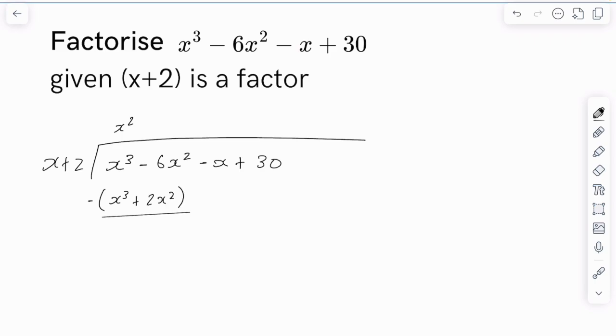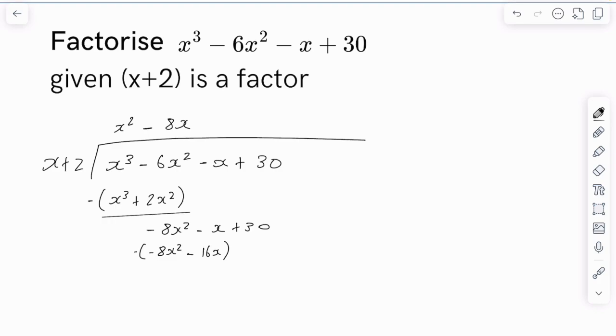Perfect. And that's going to give us what? Well, minus 6 minus 2x squared, that's minus 8x squared. And we have minus x plus 30. Then how many times does x go into minus 8x squared? That's minus 8x. Again minus, and we get minus 8x squared minus 16x.